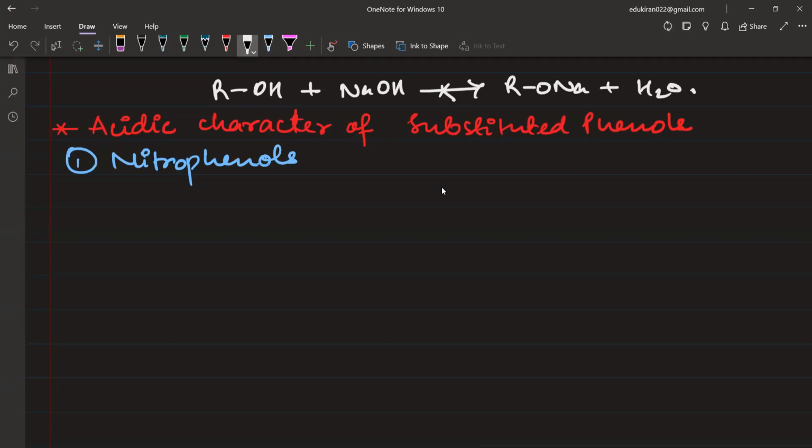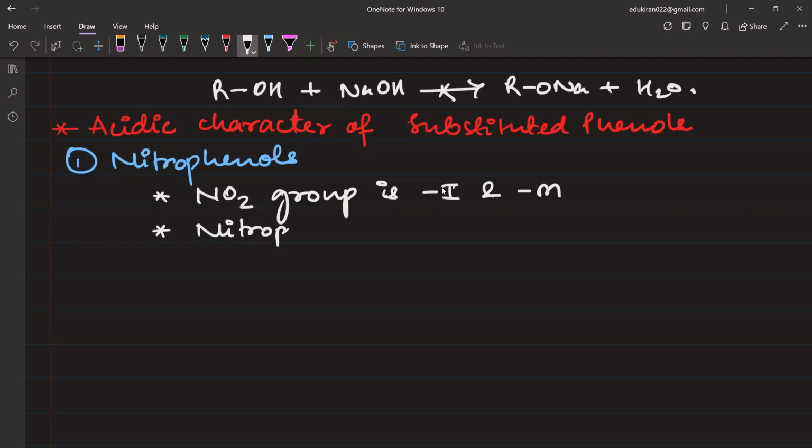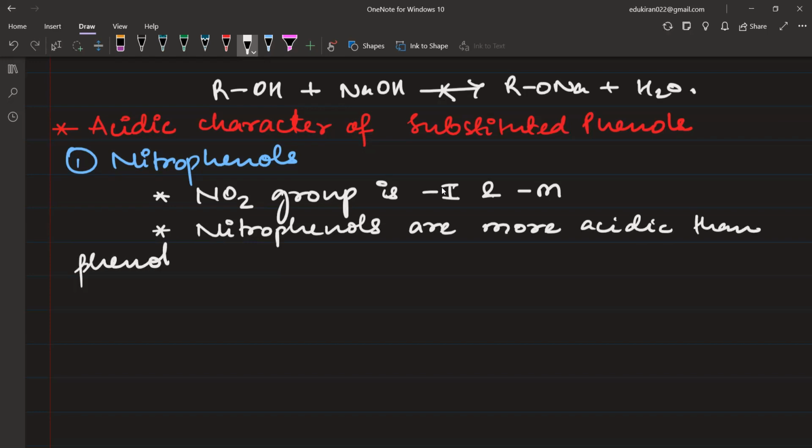First of all, nitrophenol, which has the NO2 group, and the NO2 group is minus I and minus M. So it is showing minus I effect and minus M effect. Now, since it is an electron withdrawing group, you will write: all nitrophenols are more acidic than phenol. Now in nitrophenols we have P nitrophenol, O nitrophenol and M nitrophenol.